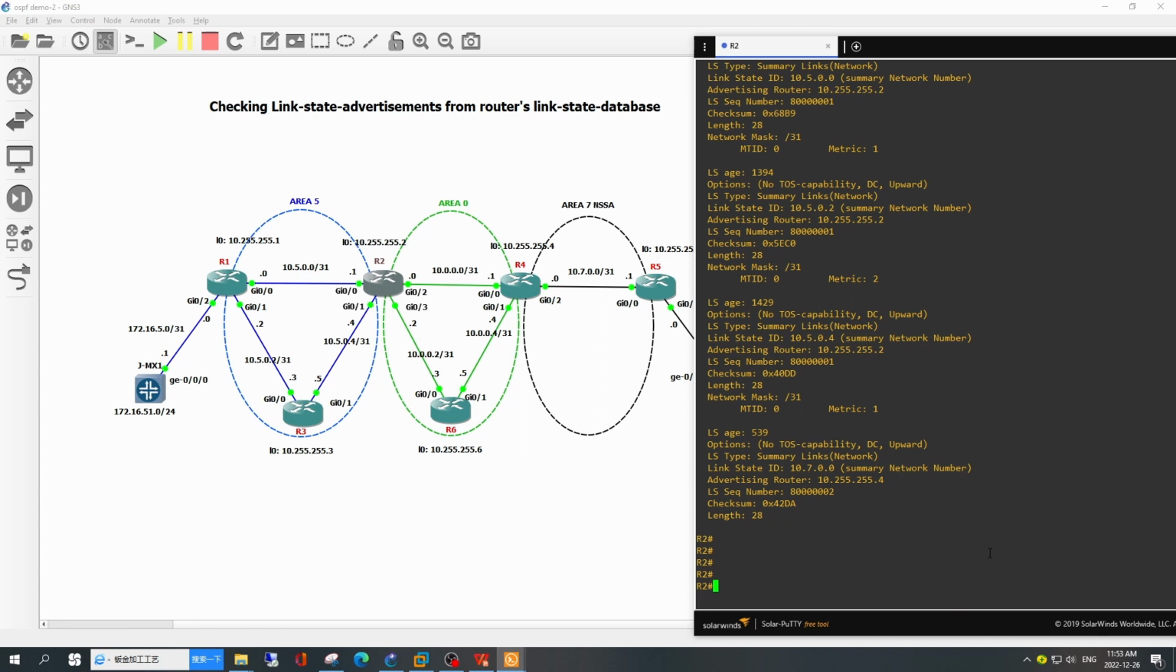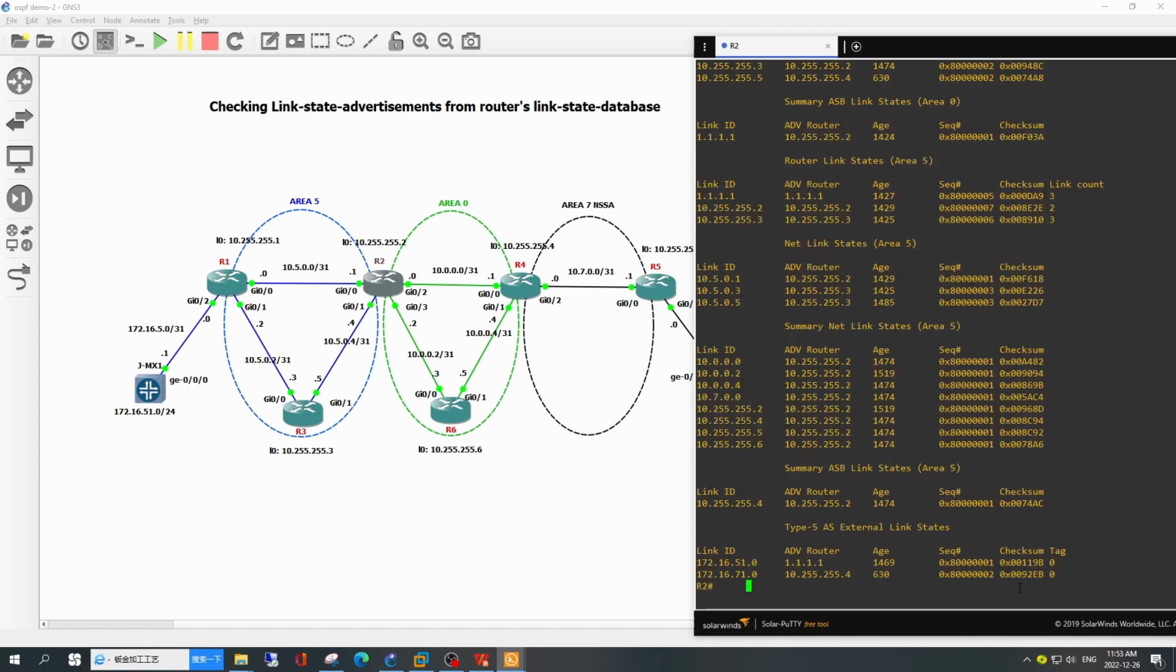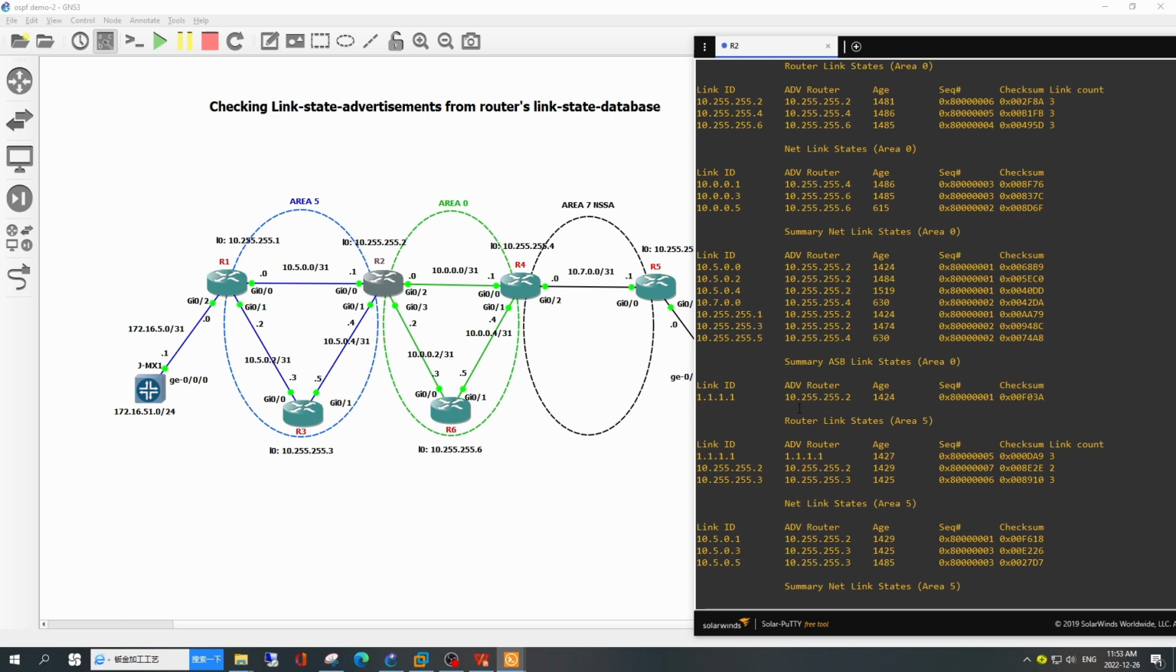Okay, let's move to the next. Next we call the type 4. Type 4 is called the ASBR summary. The type 4 concept is a little bit tricky, so you need to understand it better. Let's take a look. Recall what type 4 is regarding.